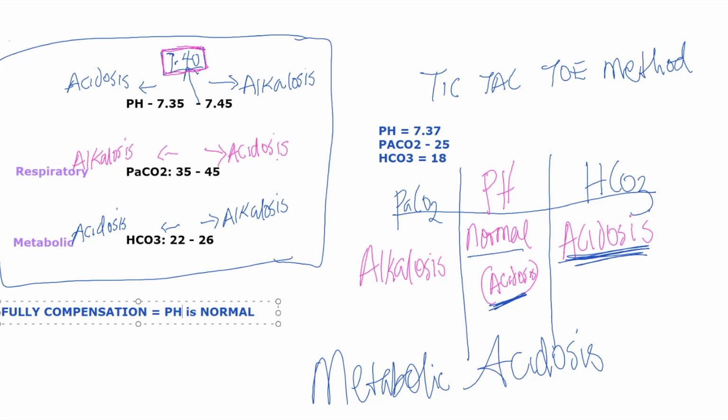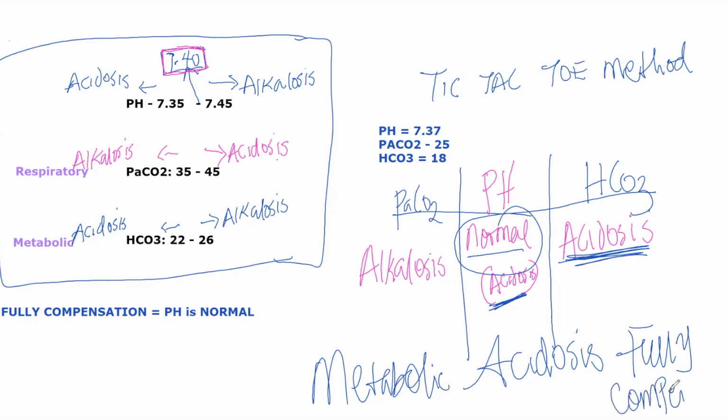So a perfect example of it would be this example that we just did on this side. Remember, our pH is actually normal. So this is actually a metabolic acidosis fully compensated. It's a fully compensated metabolic acidosis because why? My pH is beautifully normal. So that's our first kind of compensation.